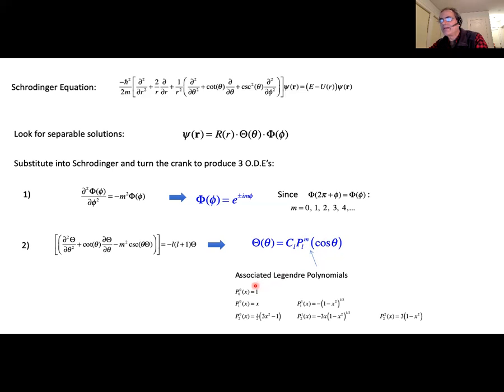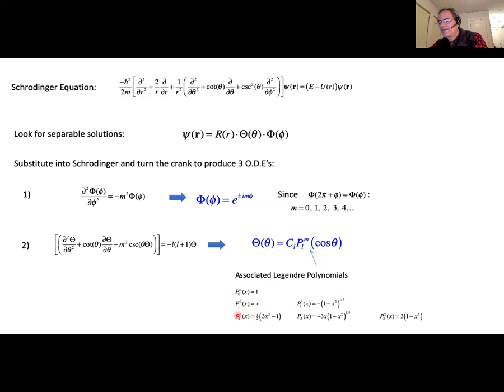Here are some of these polynomials. P00 is just 1. It's a constant. P01 of x is just x. It's a linear function, but it's the simple one. But there's another linear associated Legendre polynomial, P11 of x, and that has the form minus square root of 1 minus x squared. Also a linear function, okay, but a little bit different.